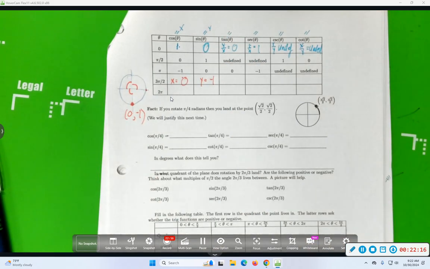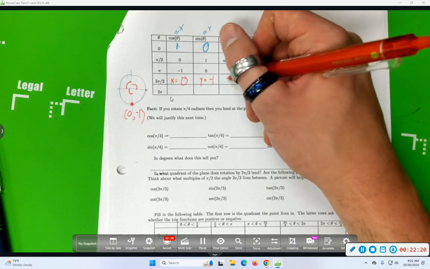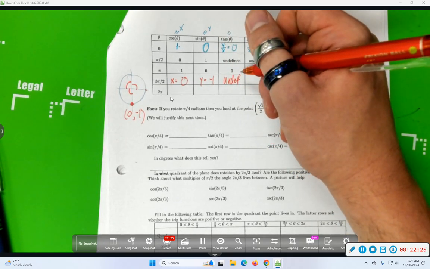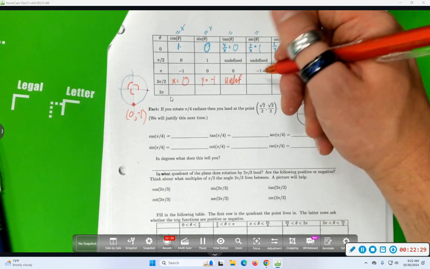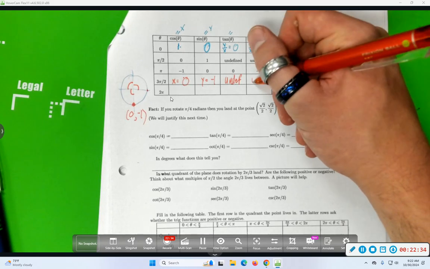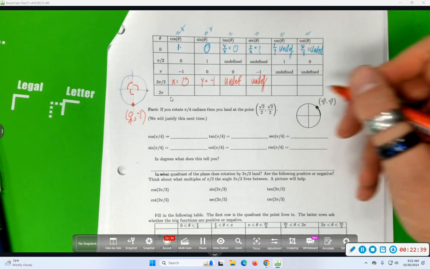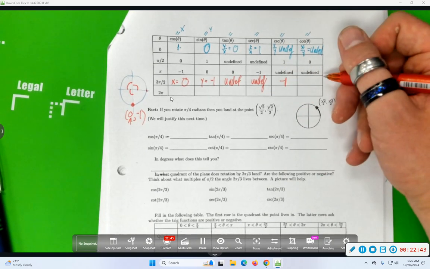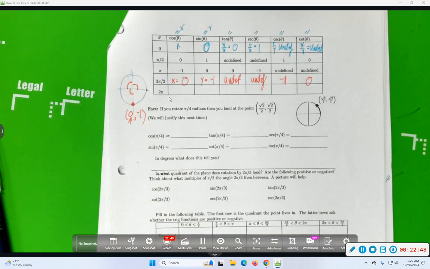And let's just go across the list. Tangent. Undefined, or does not exist, whichever you'd rather write. I guess I'm in an undefined kind of mood today. Secant. Undefined, I agree. Because it'll be 1 over the x coordinate. Cosecant. I hear a -1. Cotangent. Nice. All right, 2 pi.